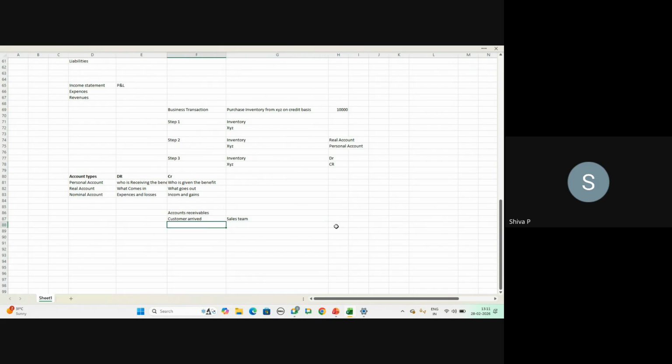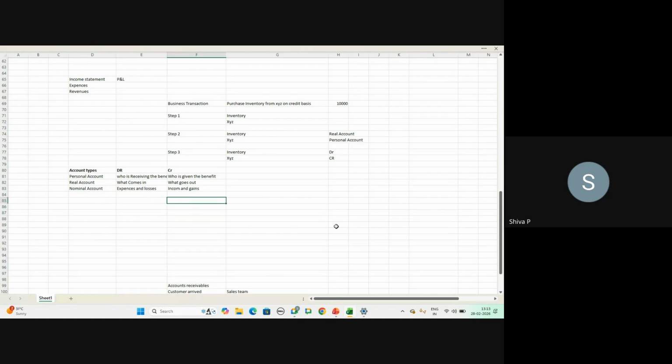Okay, the customer arrived and asked for the quotation. Then after agreement, then sales order creation, goods delivery, invoice, billing, or invoice, both are the same. Customer invoice. Payment. So in this, once the goods are delivered, on credit basis, we can take an example also. Business transaction.